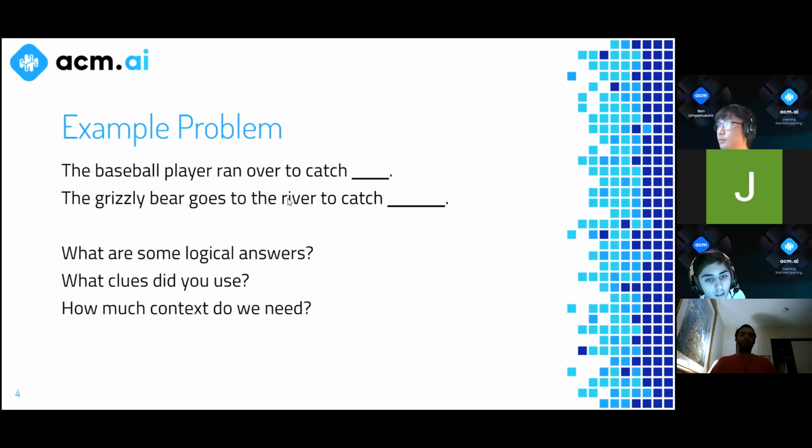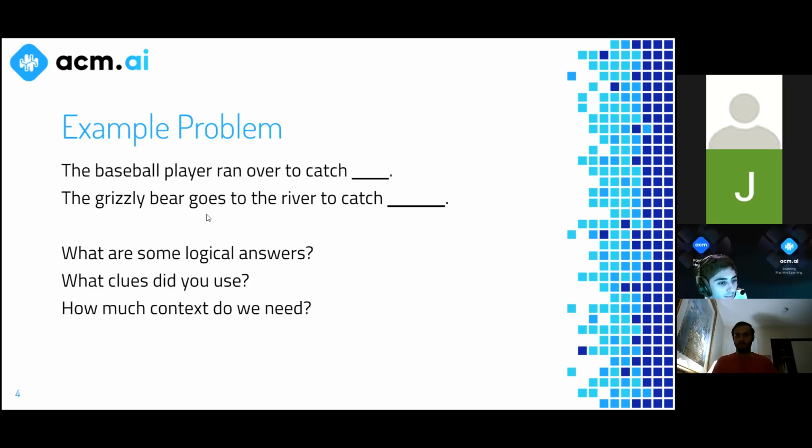Does someone else want to take a shot at the second sentence? The grizzly bear goes to the river to catch fish. Yeah, perfect. So, why do you say fish? Well, it uses the verb catch, so that's usually, you can catch a fish, and then it's at the river, so it's associated with the river, and usually grizzly bears eat fish. Yeah, right. So that's perfect.